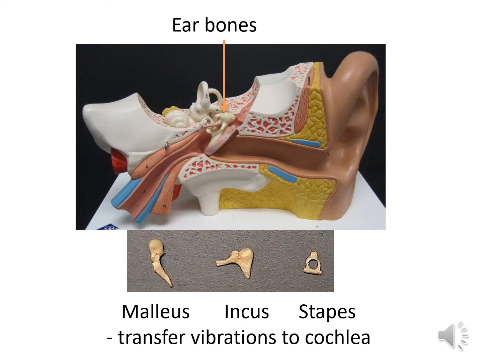The next structure would be some ear bones. There are 3 ear bones that are kind of connected between the tympanic membrane themselves and the cochlea. The 3 ear bones are the malleus, the incus, and the stapes. You might have heard of these by their high school names: the hammer, the anvil, and the stirrup. Unfortunately, we're in college now, and their college names are the malleus, the incus, and the stapes.